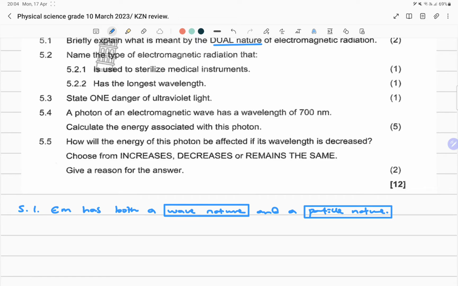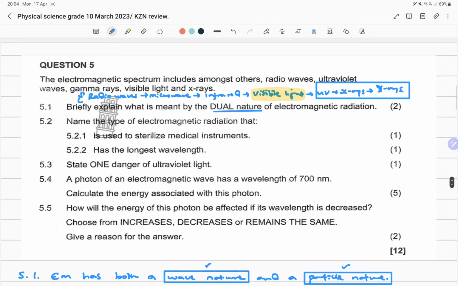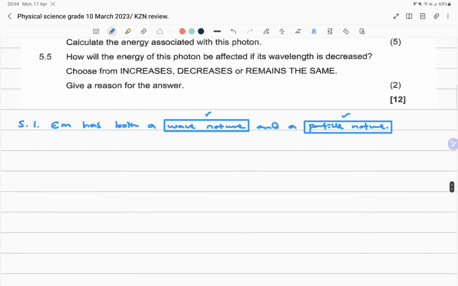Anyhow, we are where we want it to be. So basically getting a mark for the wave nature and the particle nature. Now name the type of electromagnetic radiation that... So 5.2.